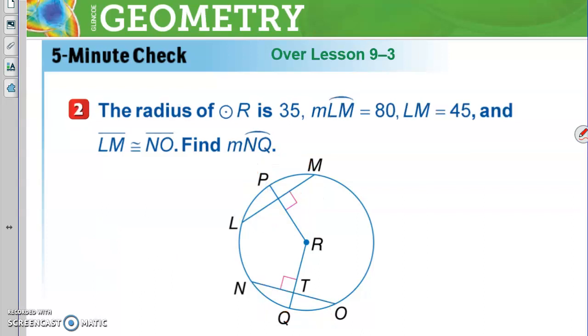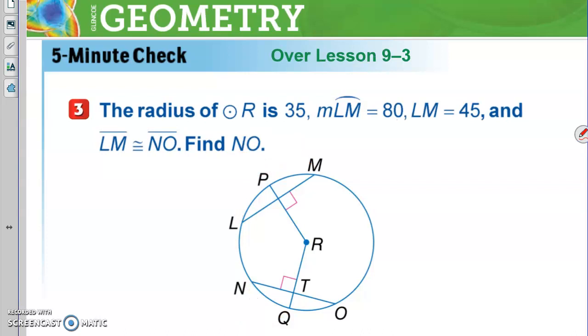Same picture, same information. This time we're going to find the measure of arc NQ. So we want to find that. We know that the whole distance is 80. So if the whole thing is 80, then this part would be 40.